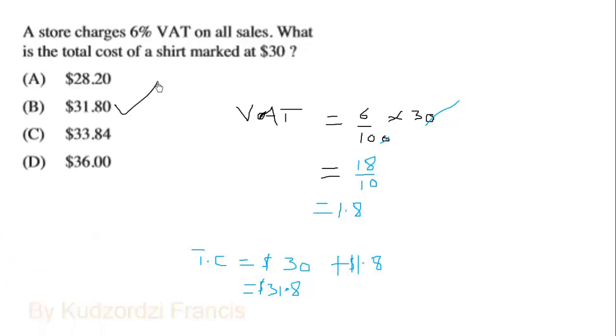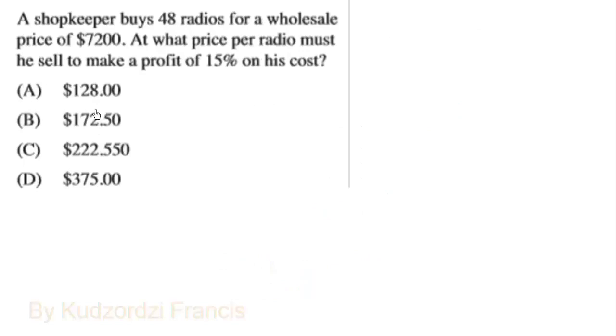Another way you can do it is just add the 6% to 100, then use it to multiply the 30. So 6% plus 100 will be 106%. 106% times 30 should give you the same result as 31.80. So this is a quick way of doing it. So you get 1.06 times 30, and that will give you 31.80.